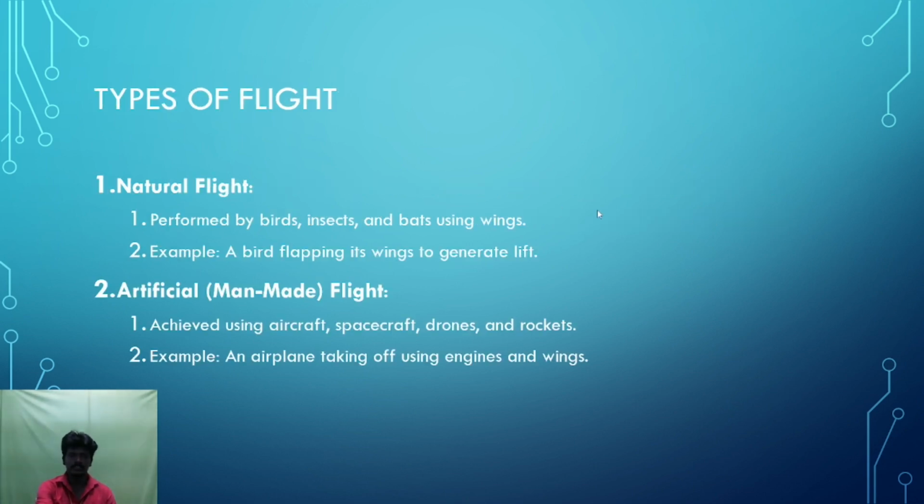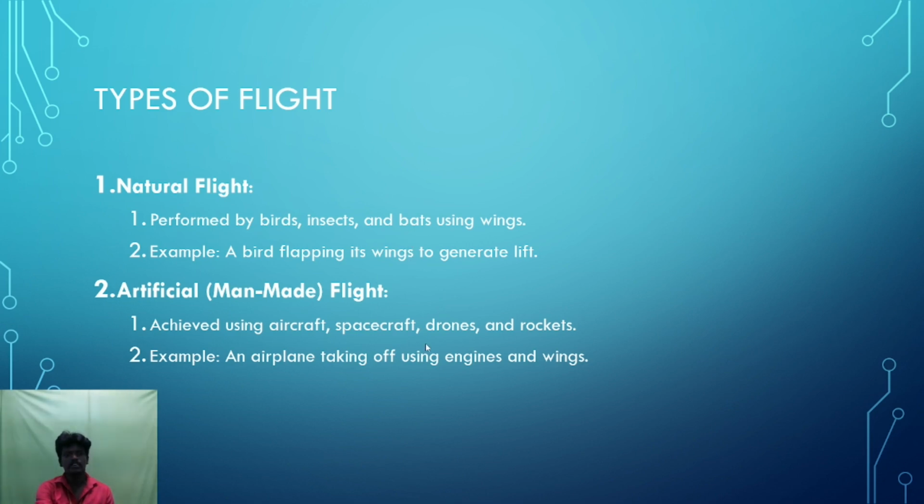Types of flight. Flight is classified into two categories. The first one is natural flight, and the second one is artificial, that means man-made flight. Natural flight is performed by living things, by birds, insects and bats using wings. Those that have wings fly on their own. For example, a bird flapping its wings to generate lift.